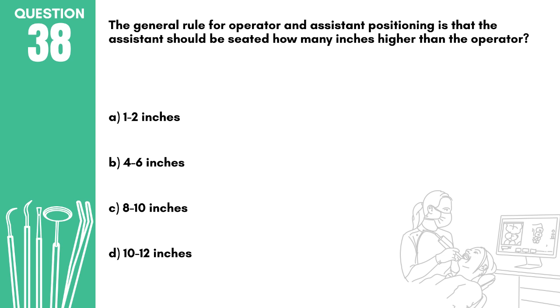Question 38. The general rule for operator and assistant positioning is that the assistant should be seated how many inches higher than the operator? A. 1 to 2 inches. B. 4 to 6 inches. C. 8 to 10 inches. D. 10 to 12 inches.